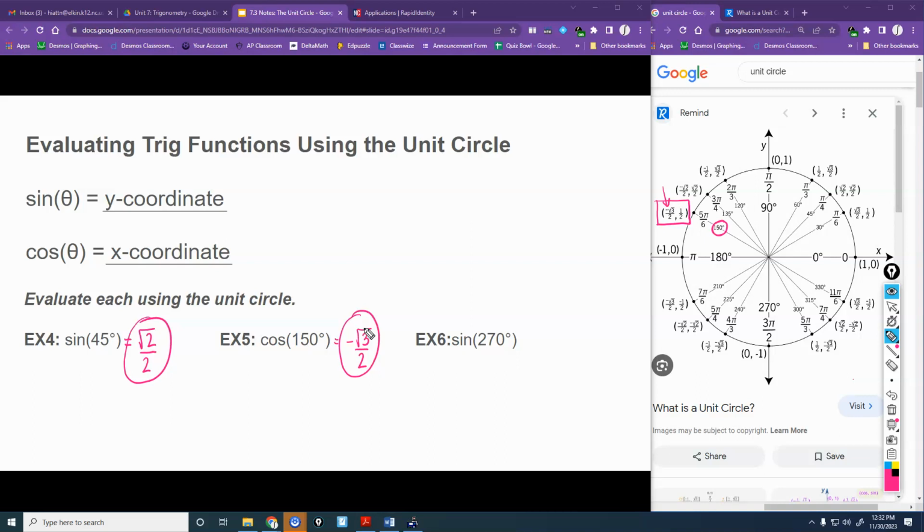Alright? Anybody think that they can do the next one? Negative 1. That is correct. Right? We're going to look at 270, which is right here. That means we got to look at this point. It's sine, so we look at y coordinates. So we get negative 1 for that.